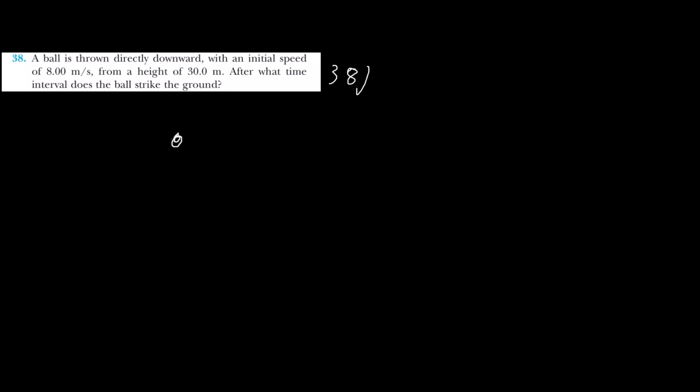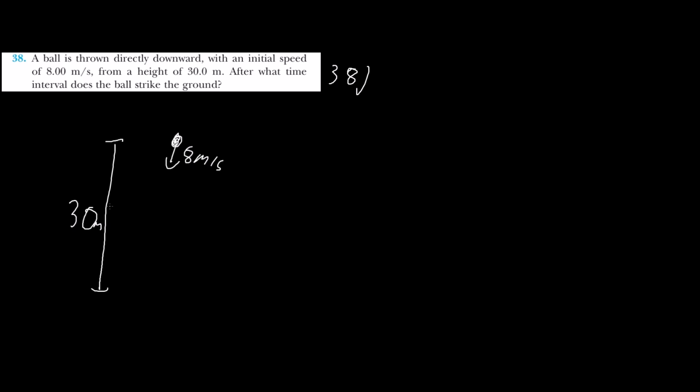All right, let's try this again. A ball is thrown directly downward with an initial speed of 8 meters per second from a height of 30 meters. After what time interval does the ball strike the ground? So the height here is going to be 30 meters.